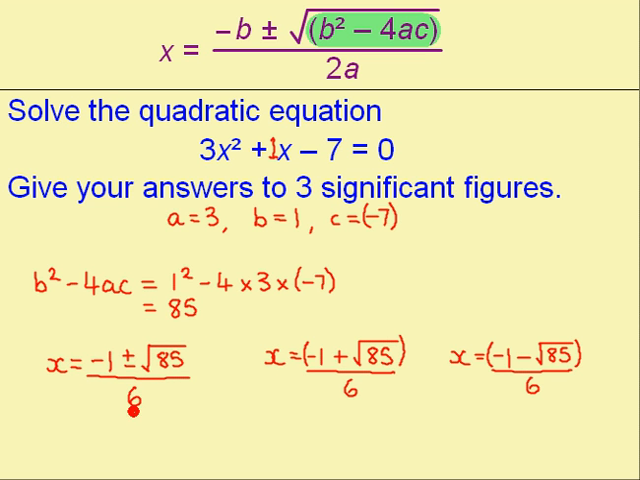So you should have written this once just using the plus, minus 1 plus root 85 over 6, and remember to put the top in brackets, and then you should have written it again using the minus. You should have then put this into the calculator, and you get 1.37 to 3 significant figures, and minus 1.70 to 3 significant figures. If you've got these 2 answers, then you've correctly answered this question.